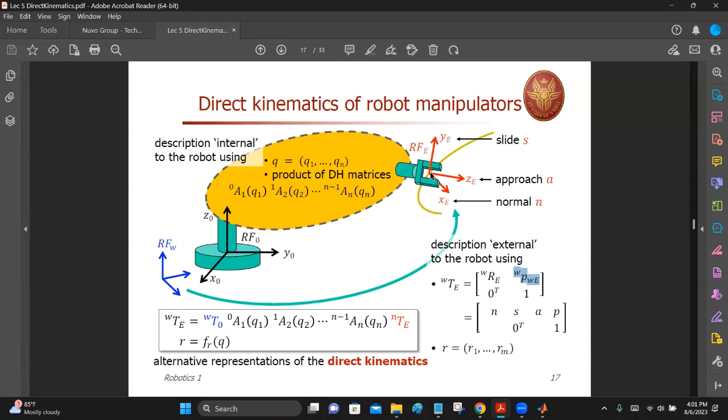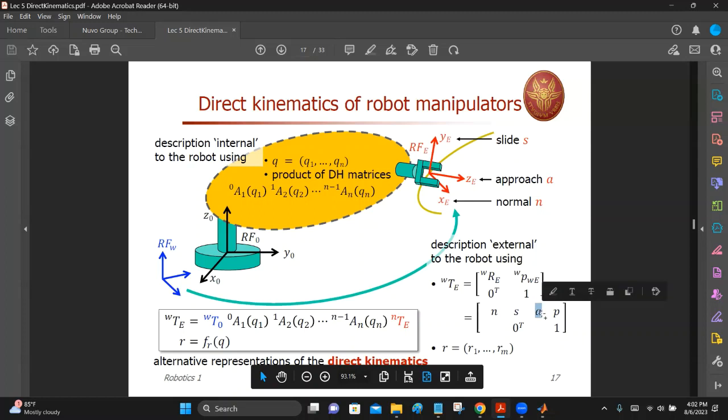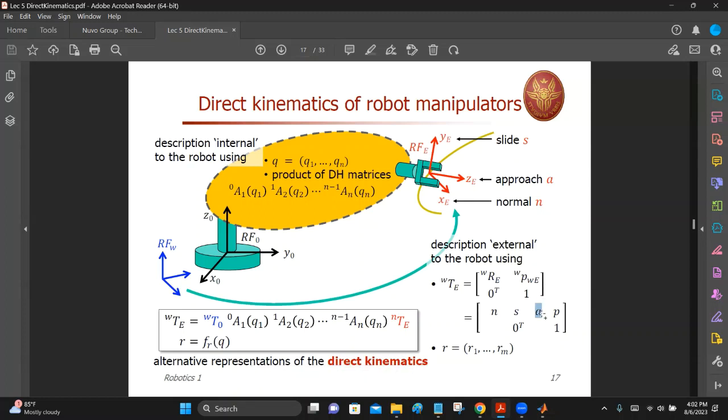But if you want to look at the orientation, you have to look at the top left 3x3 matrix. It has 3 columns: first column, second column, and third column. What is the first column? First column is the normal vector, second column is the sliding vector, third column is the approach vector. And they are illustrated over here. This is the end effector.